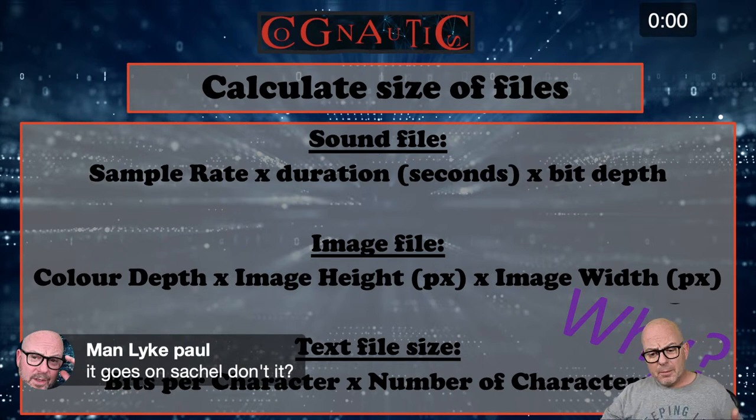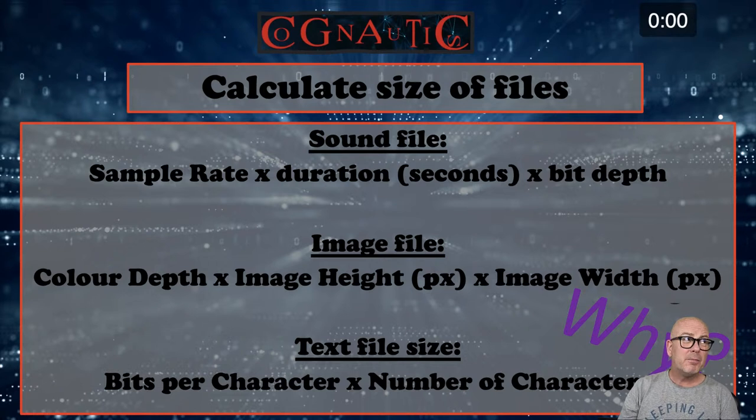So text file, bits per character times number of characters. That's all you have to do. They could be super sneaky and put in some figures that you don't need and see if you just multiply everything together. Of course they could combine this with the previous slide, which is you need to know that there's 1,000 kilobytes in a megabyte and so on. And they can make it more challenging that way.